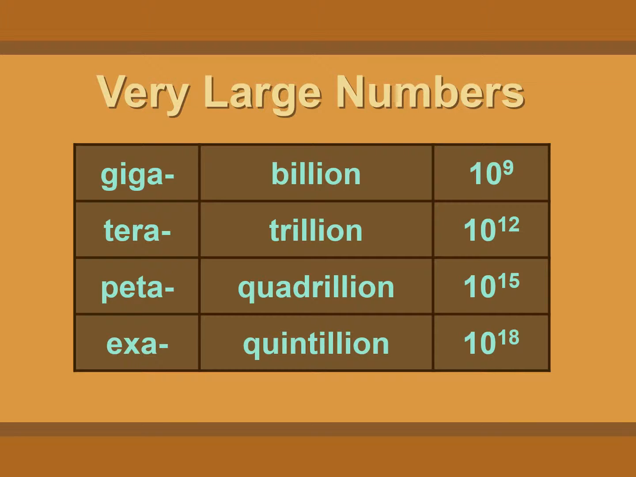Then we have very large numbers. We have giga, which is a billion, that's 10 to the 9th. We have tera, that's trillion, it's 10 to the 12th. We have peta, which is quadrillion, it's 10 to the 15th. And exa is quintillion, it's 10 to the 18th.